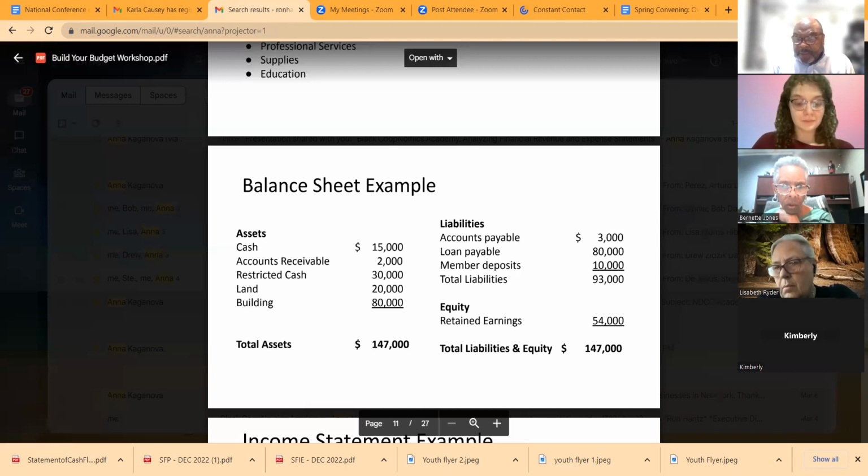Well, retained earnings is earnings that carried over from the previous year. So they had money already that they had carried over from the previous accounting year. So that is retained earnings of 54,000, which brought up the total liabilities and equity to $147,000 on the liability side. So this is the balance sheet, balancing the total assets with the total liabilities and equity.